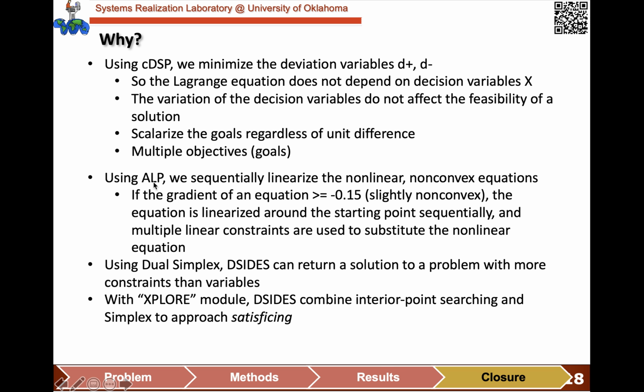And also using ALP, we sequentially linearize the nonlinear constraint and non-convex equations. If the gradient of an equation is greater than minus 0.15, which means it's slightly non-convex, the equation is linearized around the starting point sequentially, and multiple linear constraints are used to substitute the one nonlinear equation. In this way, we can manage non-convex problems.